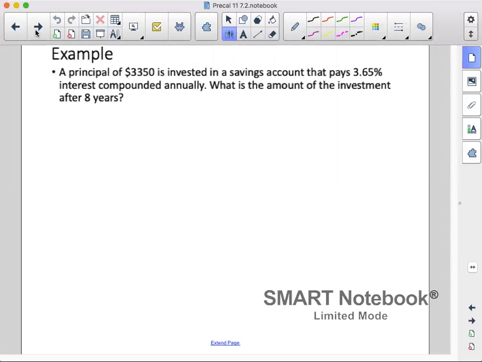So an example: a principal of 3,350 is invested, so we know our P is 3,350. And it's in a savings account that pays 3.65% interest compounded annually. So we know our I is 3.65%, which as a decimal is 0.0365. And then we're given a time of 8 years.